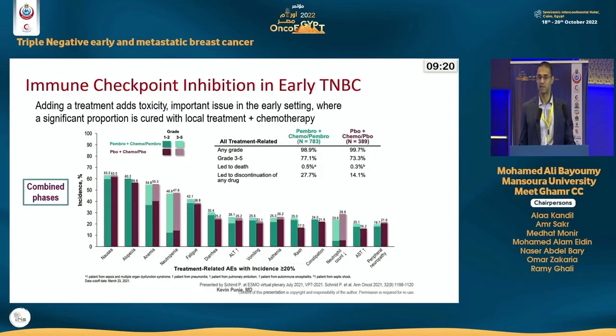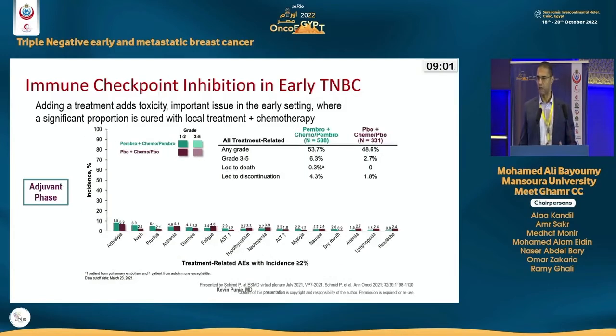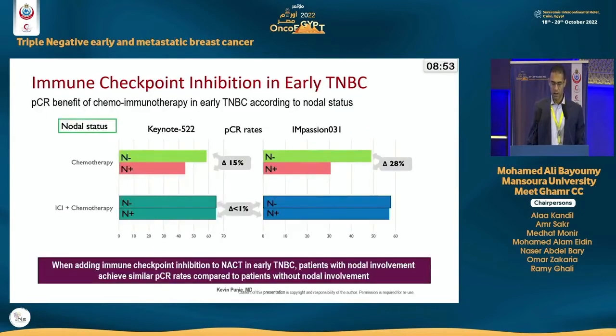Regarding the toxicity, I know that all my professors and colleagues are well aware of the immune-mediated toxicity with immunotherapy, which may be augmented in the combined phase, I mean in the neoadjuvant setting. However, you can find a decrease in this toxicity in the adjuvant setting because the chemotherapy is not added at this stage. When adding immune checkpoint inhibitor to neoadjuvant chemo, you can improve the response in node-positive disease as well as node-negative disease.